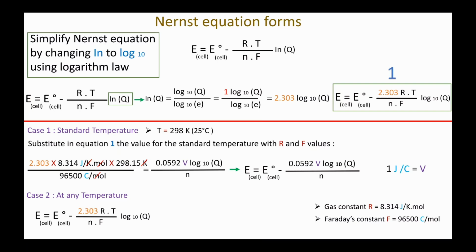In the first case, at standard temperature, T is equal to 298 Kelvin or 25 degrees Celsius. Here we substitute in T, R and F to get this Nernst equation. And here we have joule per coulomb equal to volt. In case number 2, we just use equation number 1 immediately and substitute in the values. Keep in mind that in both cases we use the same values for R and F, only the difference will be in temperature.